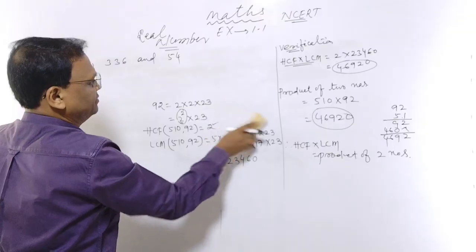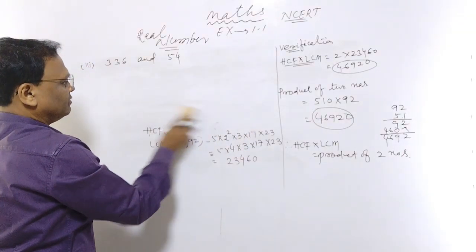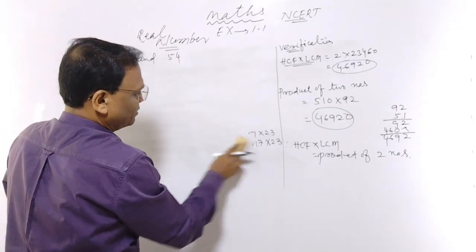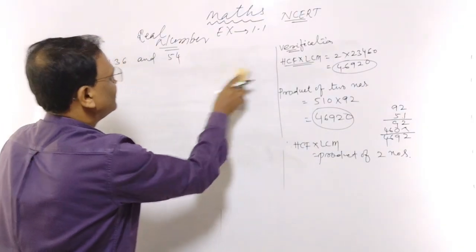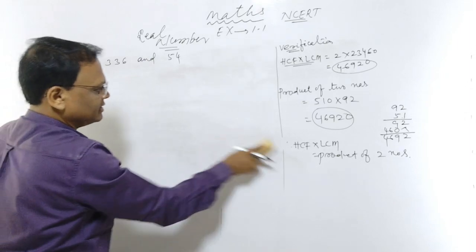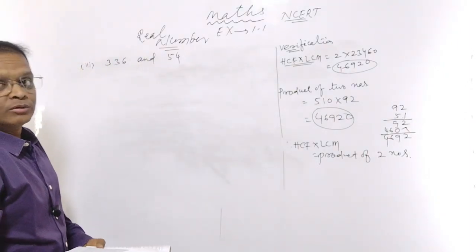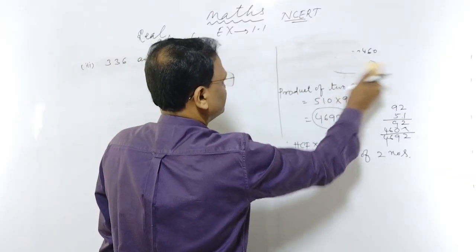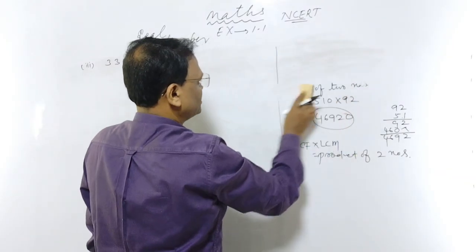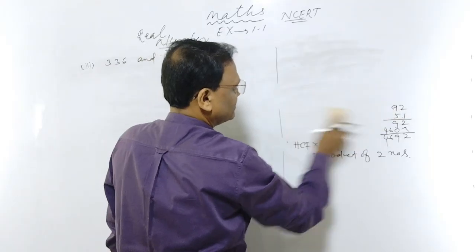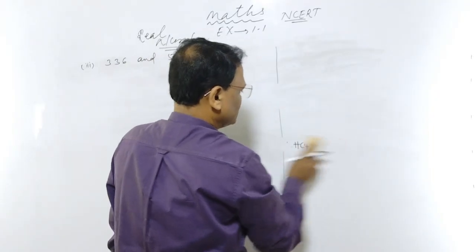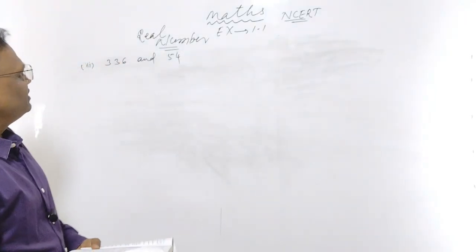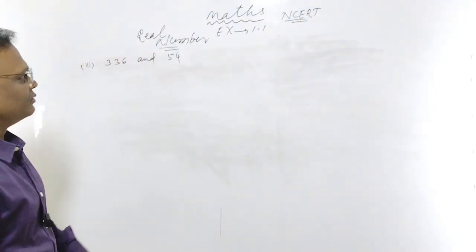I hope you are getting it. I am going in detail from the basic level, thinking that you will understand clearly without any doubts. Therefore, I am going slowly, because each and every question from the exercise you must do perfectly, so that whenever you get this kind of question, you can easily do it without any hurdle. Now 336 and 54. This is the third one.